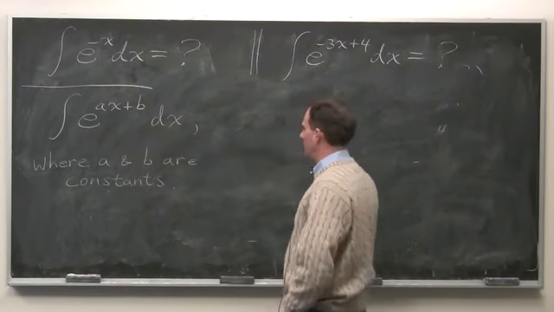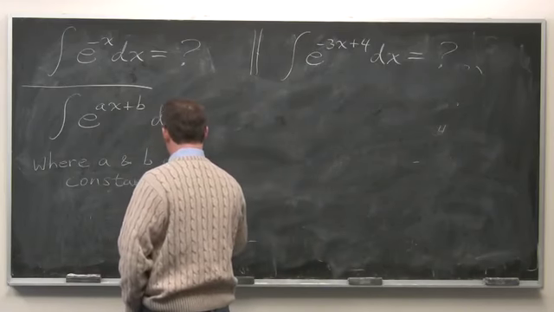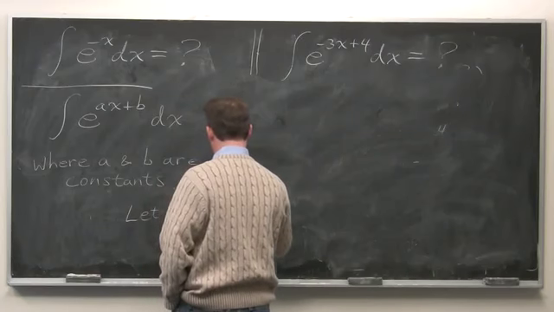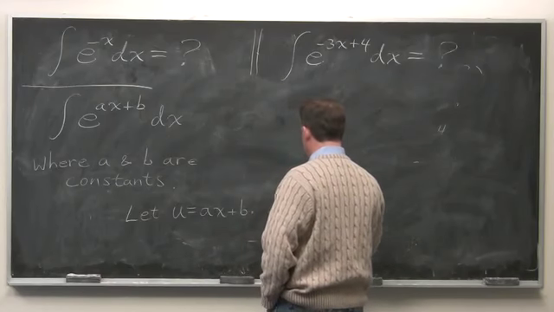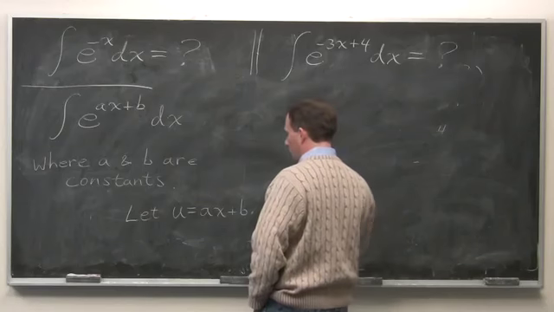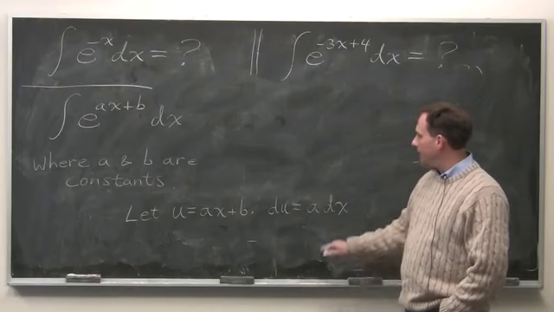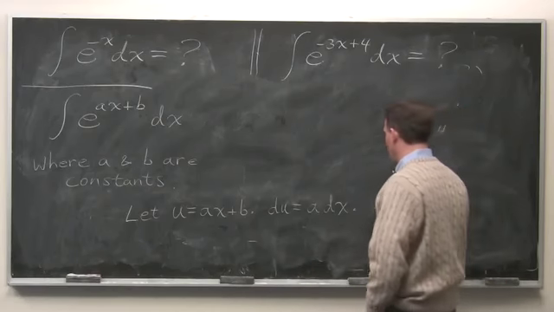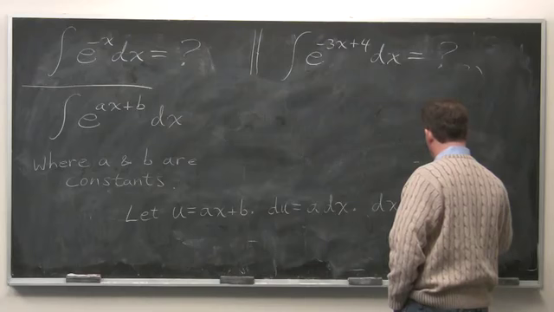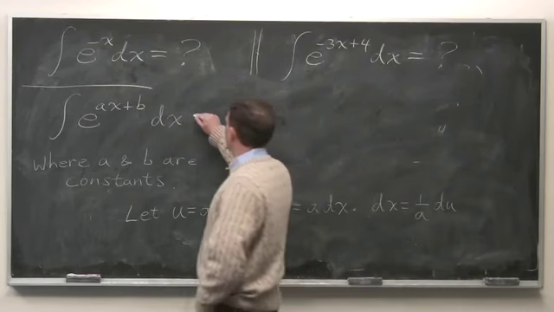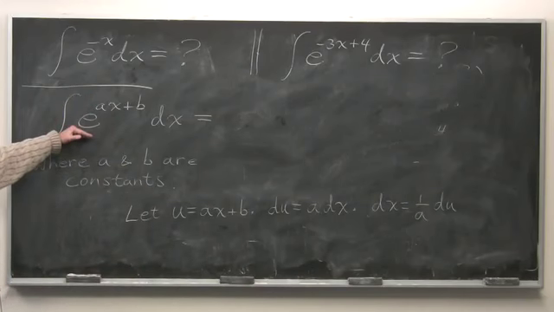Let u equal ax plus b. So then du, the differential of u, is a times dx. It's the derivative of this side with respect to x, which is a, times dx. Or what's the same thing, dx is 1 over a times du. And then you use that to change your integral from one involving x to one involving u.